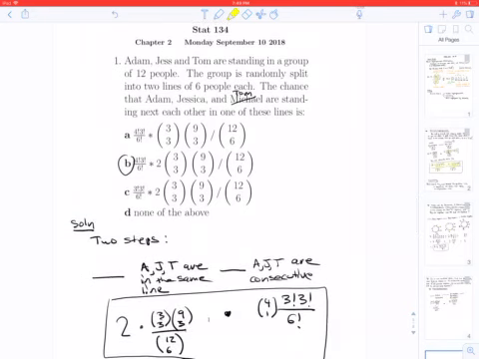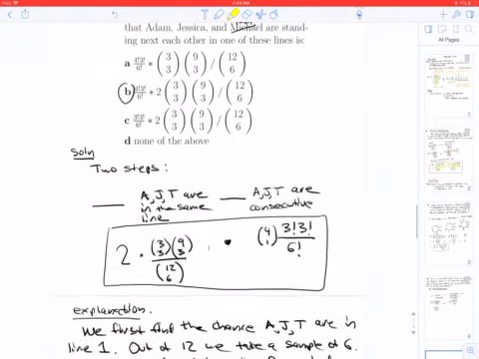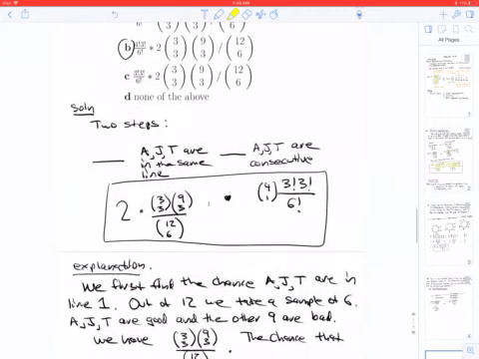Then we did a concept test here. So Adam, Jess, and Tom are standing in a group of 12 people. The group is randomly split into 2 lines of 6 people each. The chance that Adam, Jess, and Tom are standing next to each other in one of these lines is, so the answer is B. And what I did is, following my principle, I broke it into 2 steps. First, that Adam, Jess, and Tom are in the same line, and then given that they're in the same line, that Adam, Jess, and Tom are consecutive in that line.